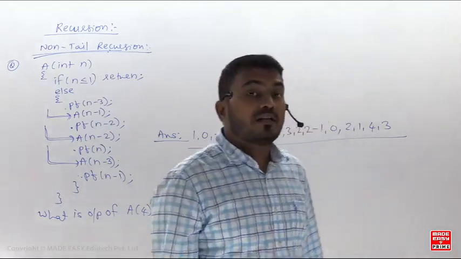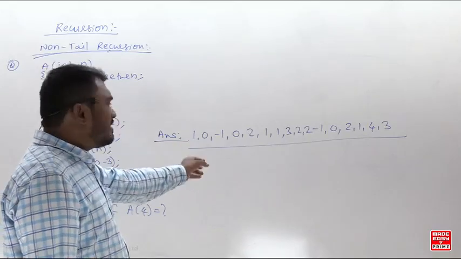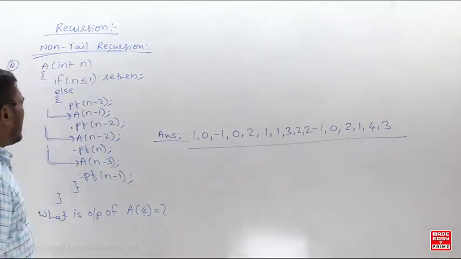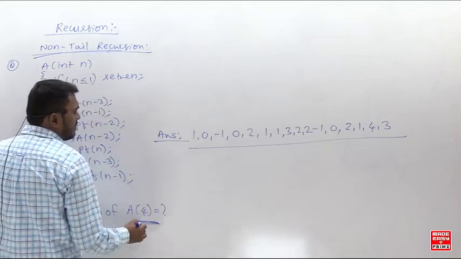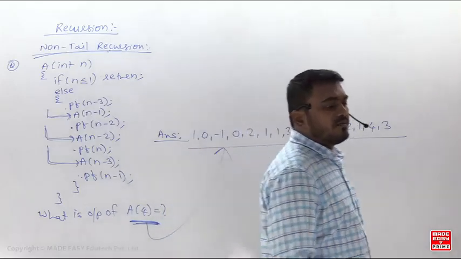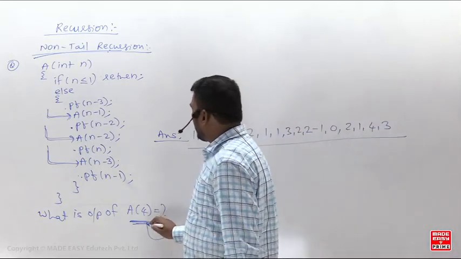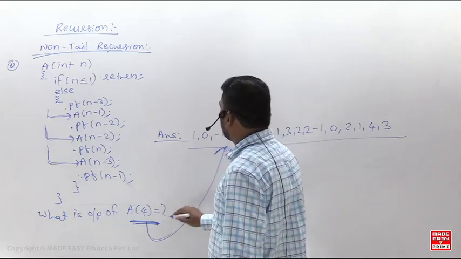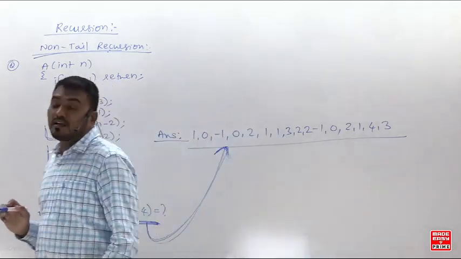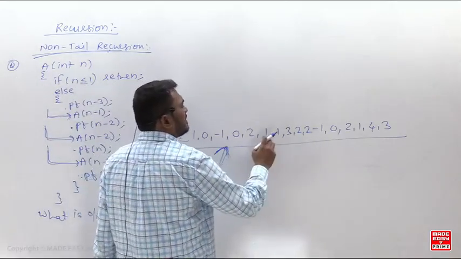So if you observe this non-tail recursion, just observe the output there. One thing you can understand very clearly: the n value given is 4, and this is the output you are getting. Right? So n value given as 4 and you are getting this output. So what is the important line you can understand? Do you find any relation in the outputs?